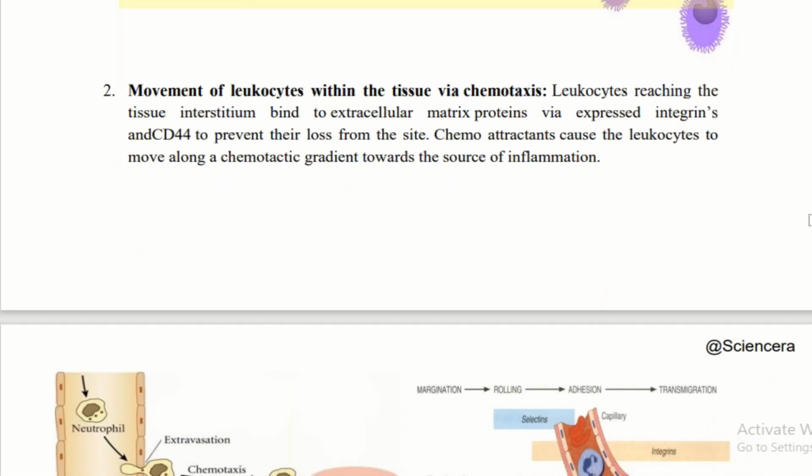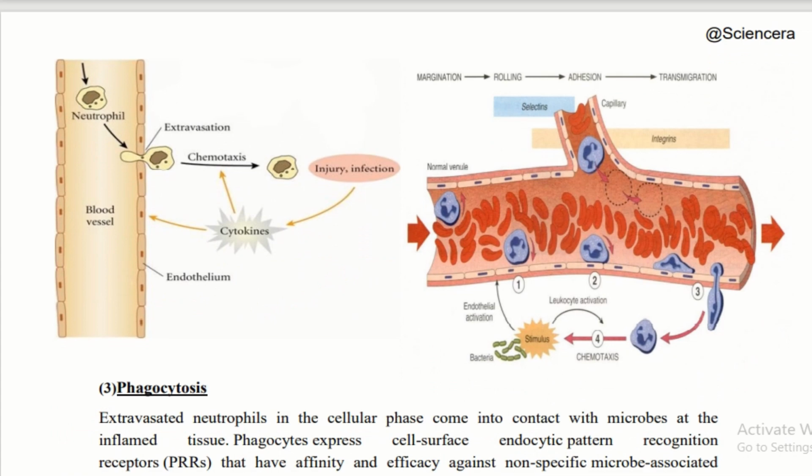Step number 2: movement of leukocytes within the tissue via chemotaxis. Leukocytes reaching the tissue interstitium bind to the extracellular matrix protein via expressed integrins and CD44 to prevent their loss from the site. Chemoattractants cause the leukocyte to move along a chemotactic gradient towards the source of inflammation.